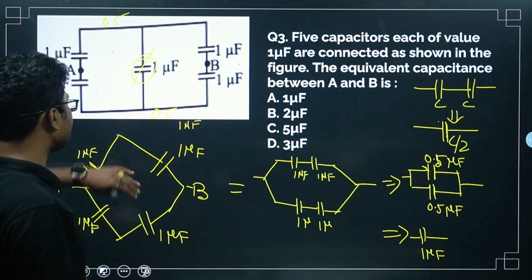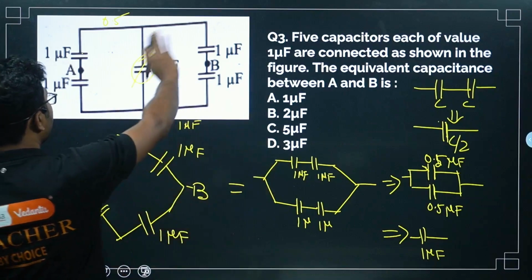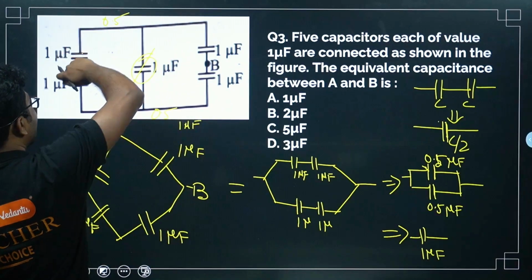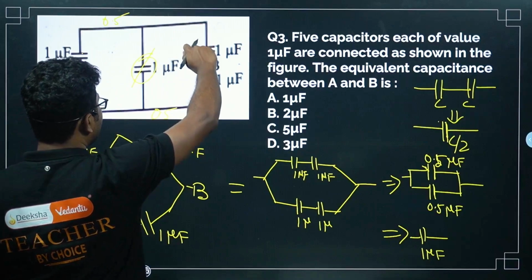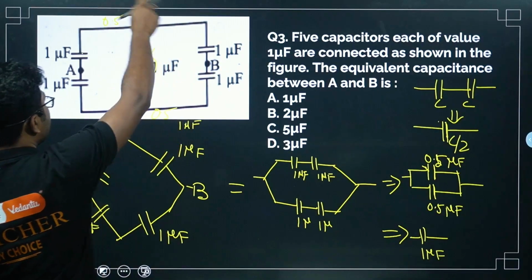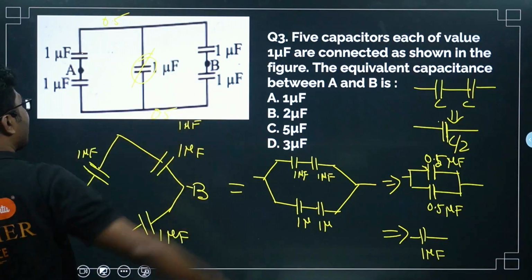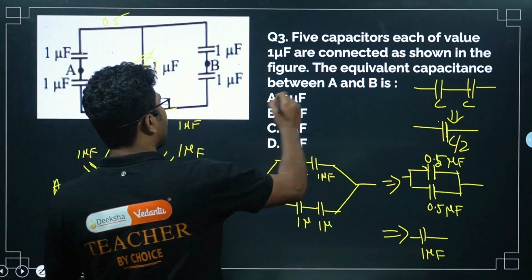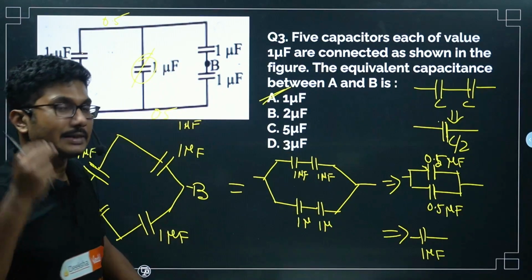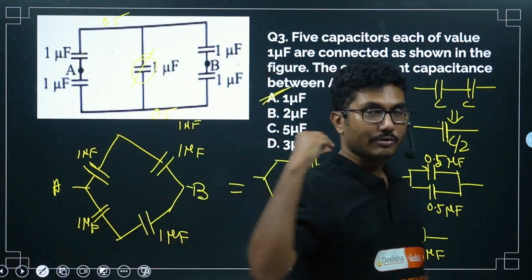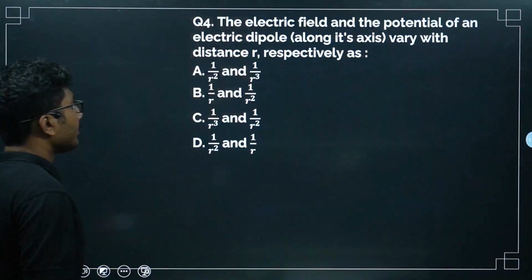As soon as you realize this is a Wheatstone bridge circuit, simply you remove this circuit. You check, okay, this is ending here, so that means they are in series. If they are in series, simply 0.5. They are also in series, that is 0.5, 0.5, 0.5 getting added, 1 microfarad. Correct answer is 1 microfarad. Actually, it takes less than 10 seconds to answer this question. Now let's move on to the next question.